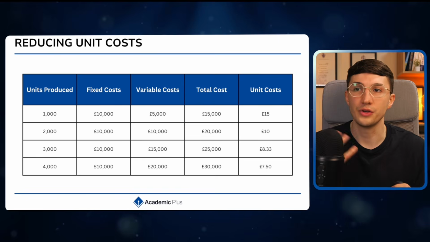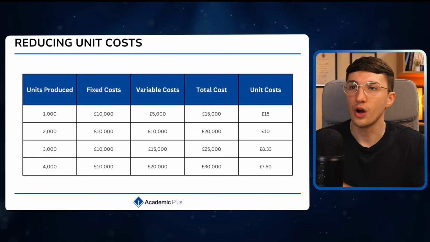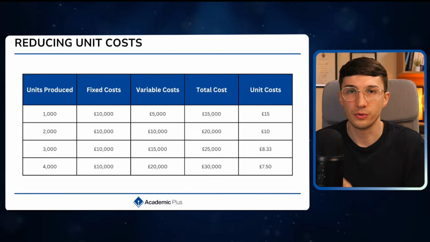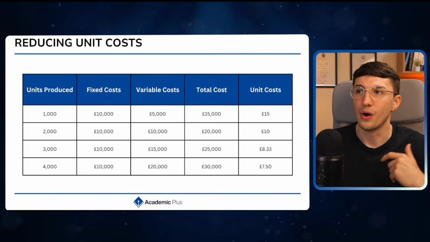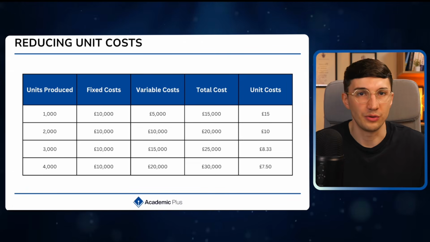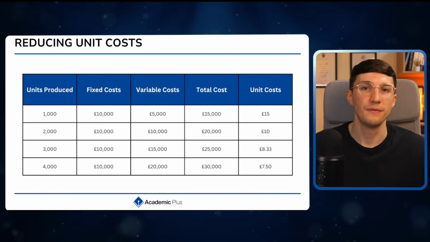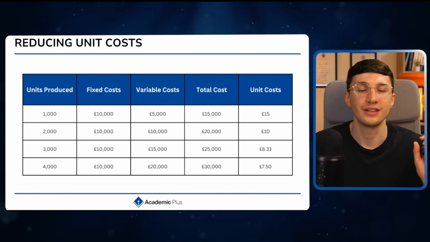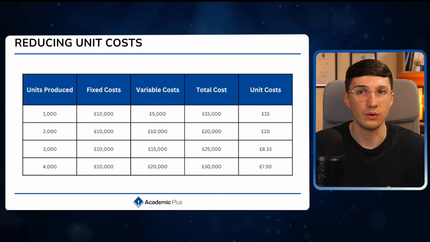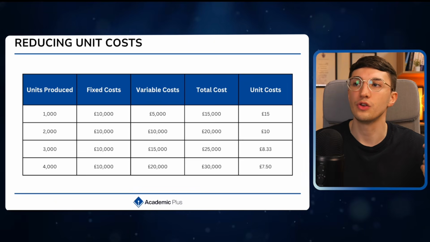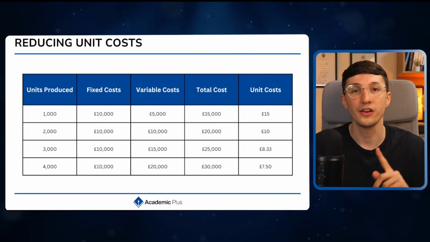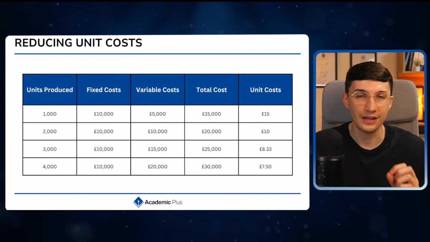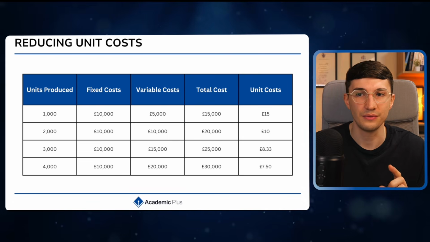Now, to do our unit cost, as we said, take the total cost, divide that by the units produced. So when we look at the unit cost when we've produced 1,000 units, our total cost is £15,000. 15,000 divided by 1,000 gives me a unit cost of £15. But when we skip straight to units produced of 4,000, we do £30,000 divided by 4,000, and that gives me a unit cost of £7.50.